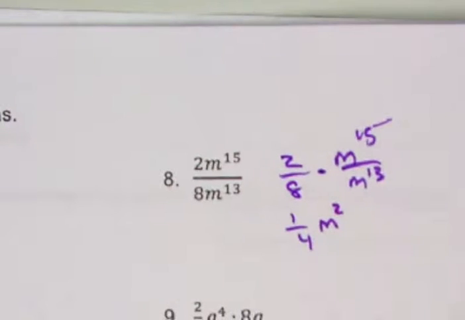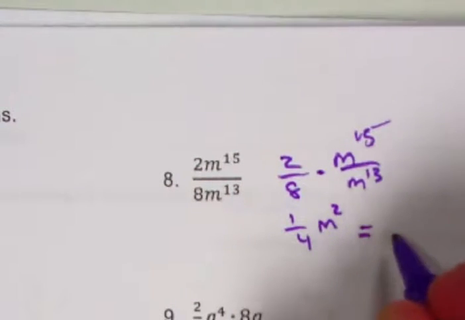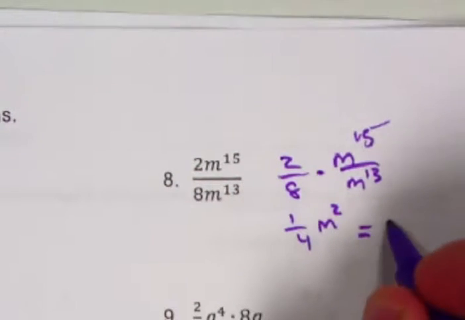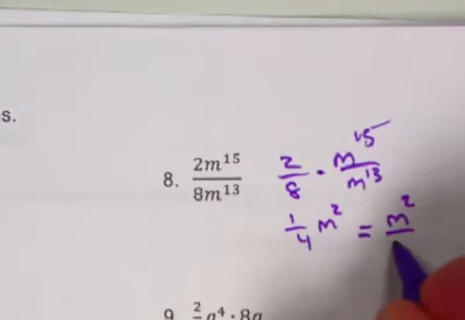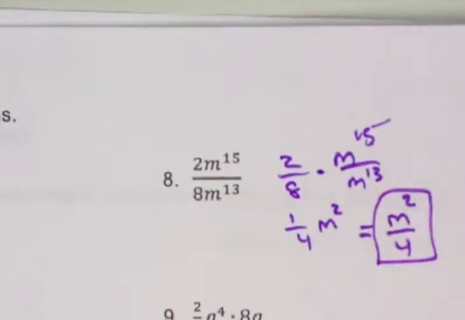That really is an accurate answer. It might be a little bit better just to put the m to the 2nd on the top of the fraction, so it's m to the 2nd over 4 as our final answer.